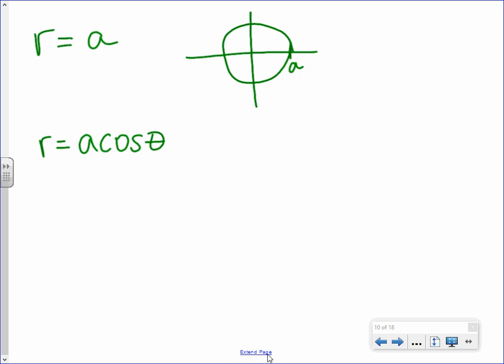Do you have a question? Can our graphing calculators change to the polar form? Can they draw a circle? Yes.